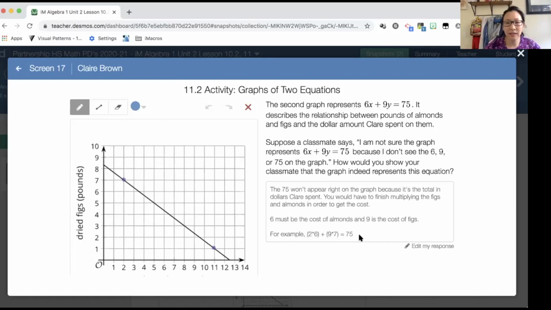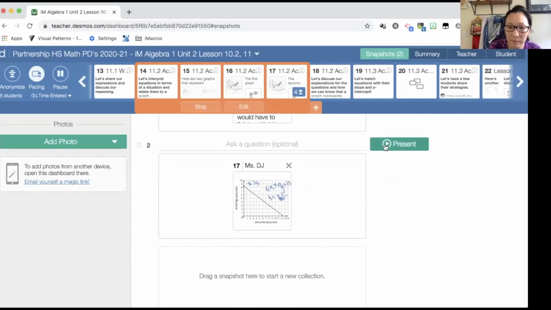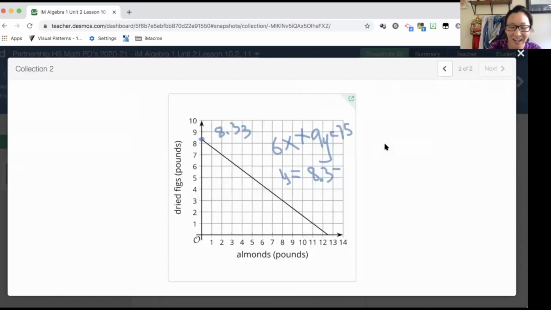All right, thank you, Claire. So you and Noreen chose points to check that the equation was indeed working. All right, thank you. Next, I'd like to invite DJ up. Can you tell me what's happening here in your drawing, your sketch?